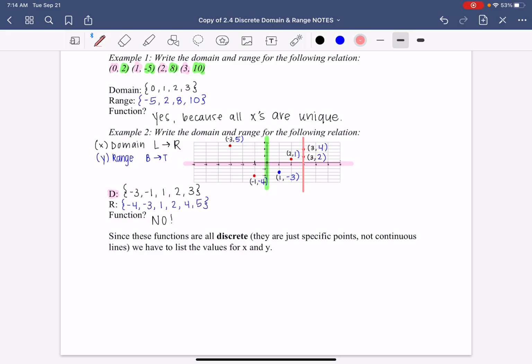Since these functions are all discrete, they are just specific points, not continuous. We have to list the values of our x's and y's. All right, so domain and range. Domain is your x values, left to right on a graph. Your range is your y values, bottom to top on a graph. And then we just list them. Do not repeat, and list them in numerical order, smallest to largest.